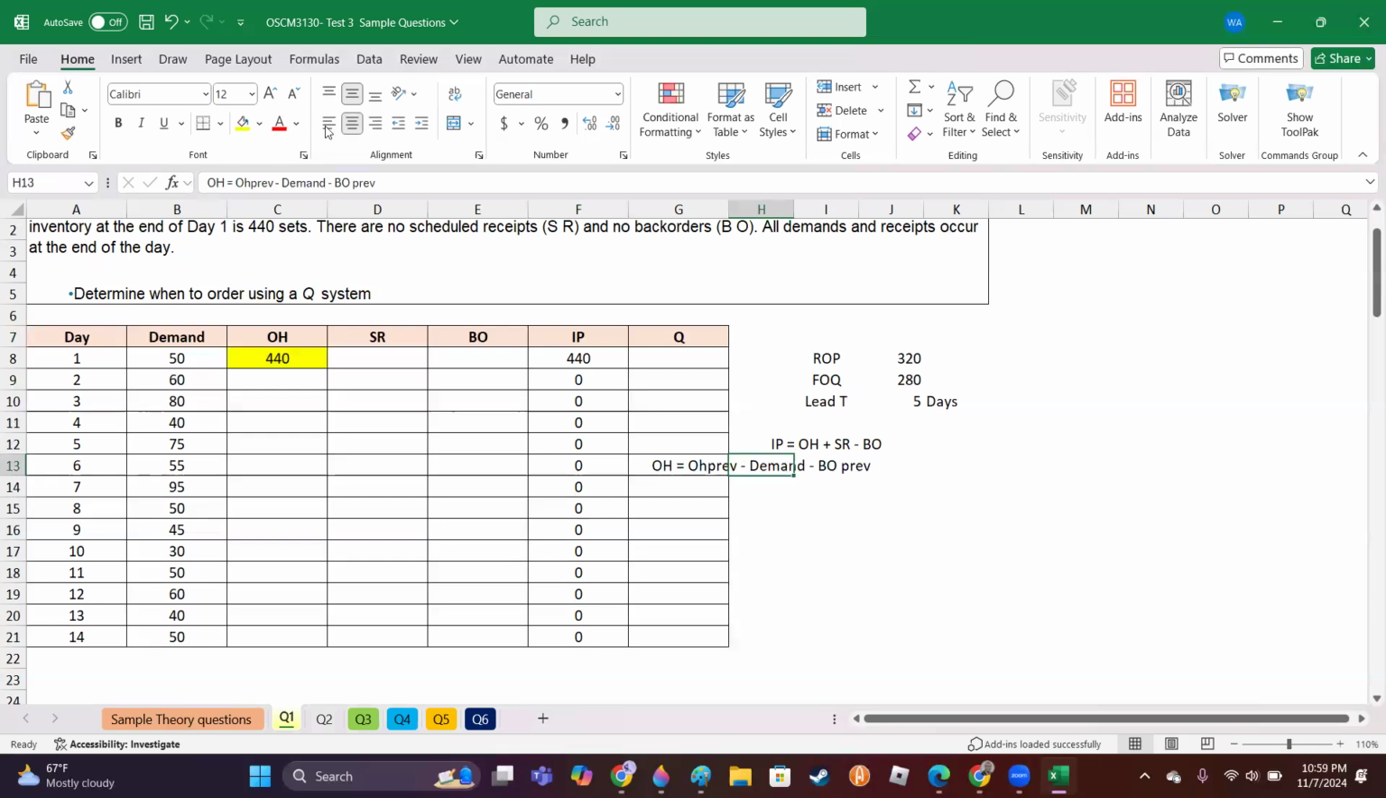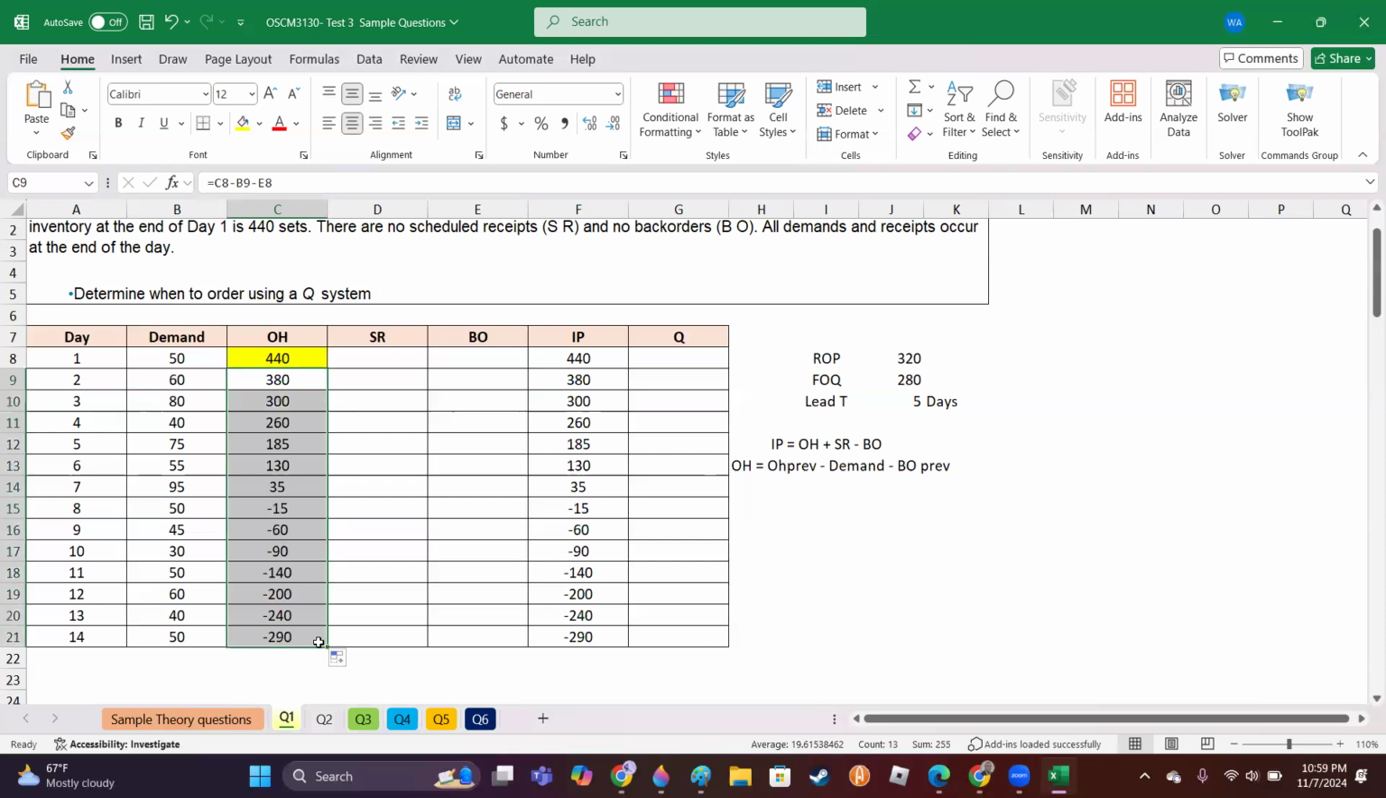With that in mind, my formula here is going to look something like this. It's going to equal the previous day's on-hand inventory. How much did we have in the warehouse the previous evening? And how much did we sell? Let me subtract what we sold on day 2. And I will also subtract any back orders. Here, there were no back orders. So basically our inventory went down by 60 to 380. Let me drag this formula down all the way to the bottom as well.